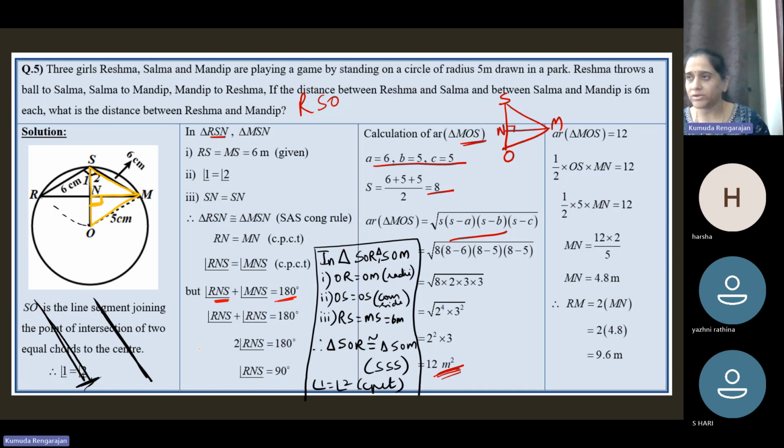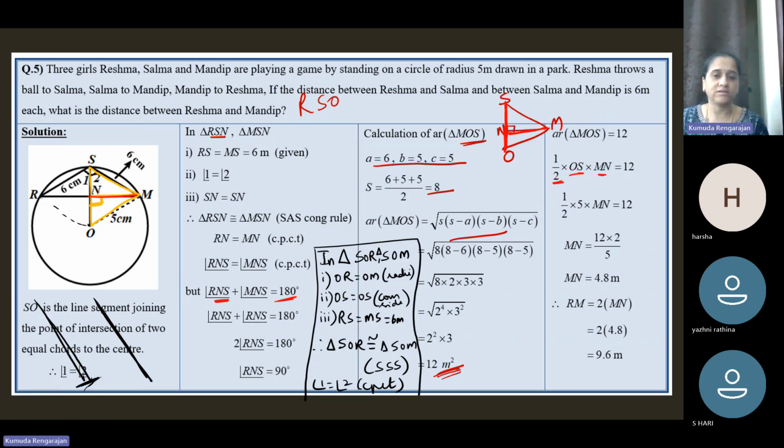Now the same, equate this to half base into height. Half into base OS. Can you see the base OS? Into altitude MN. Because MN is altitude on SO, right? Yes. So half into base SO into altitude MN is equal to 12. But how much is SO? SO is the radius, it's 5. So working with that, we get MN is equal to 4.8.